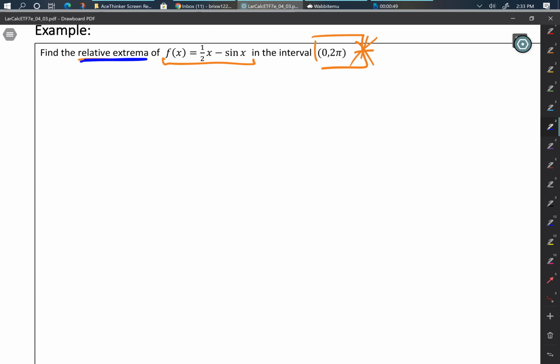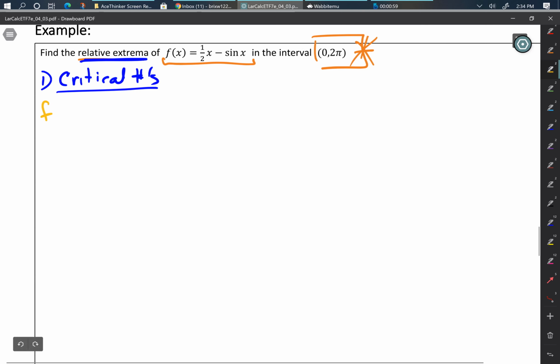But either way, no matter what's happening here, our first step is we need to find our critical numbers, or critical values. First step in finding critical values is to get our derivative. So what is the derivative of 1/2 x minus sine x? That's going to be 1/2 minus cosine x.